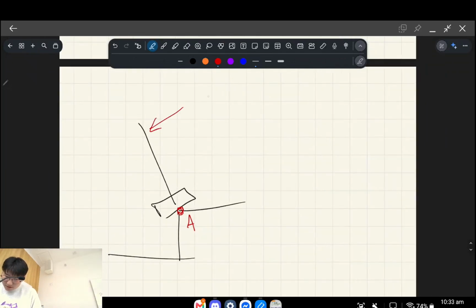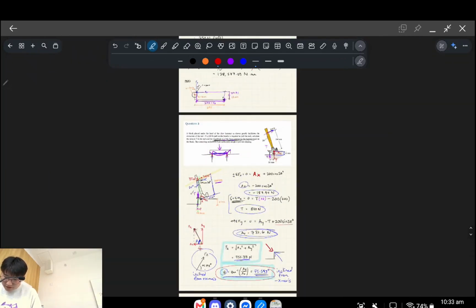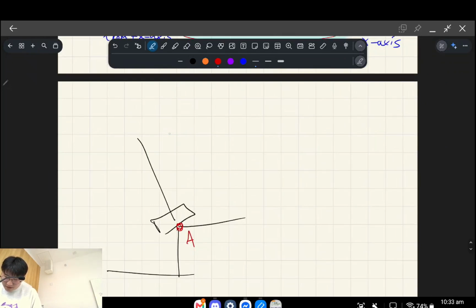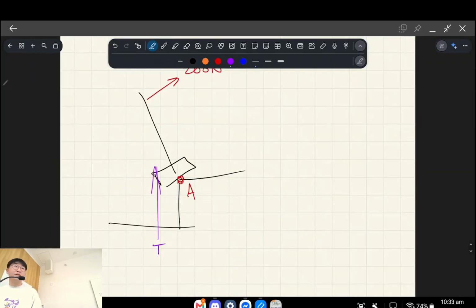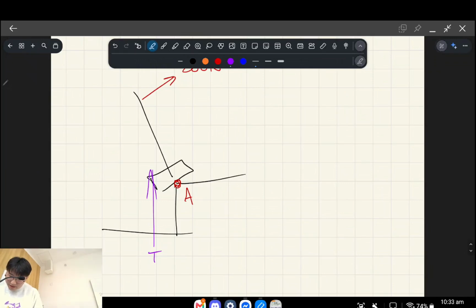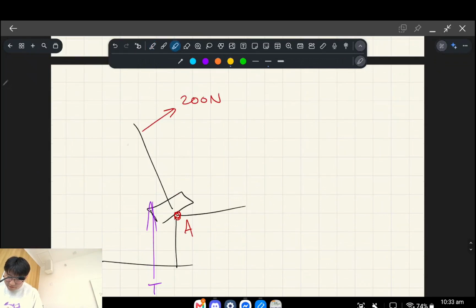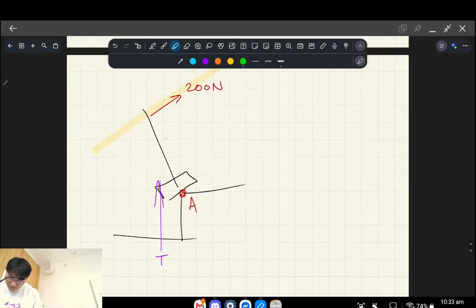You've got, I think that was the direction of the arrow. No, it was the other way. You've got some force, 200 newtons, right? And then you've got the tension, T. Okay, so everything's relative to point A, yeah? Let's draw the lines of action, like that for the known one, and like that for the unknown one, right?